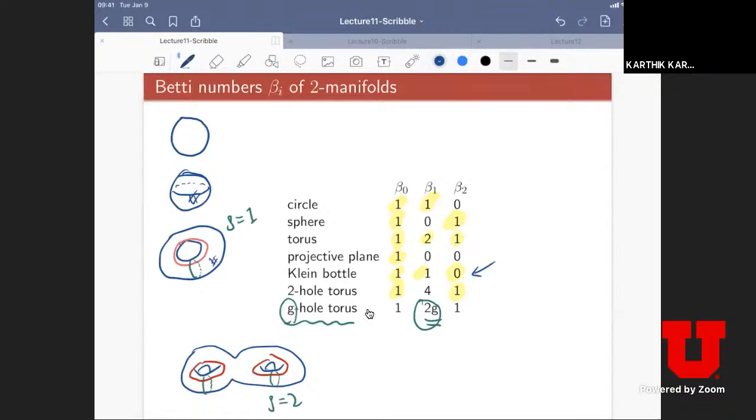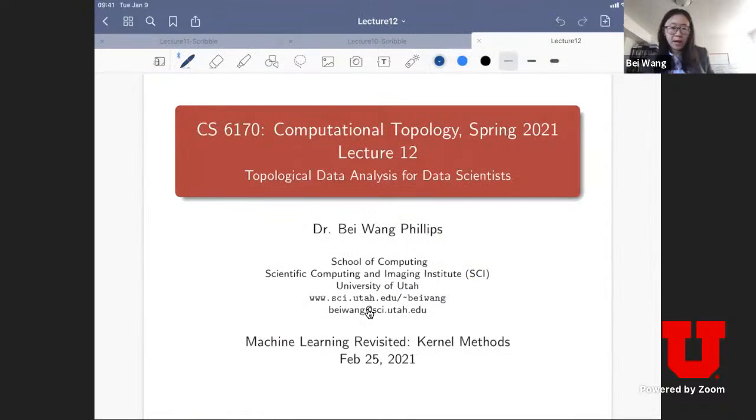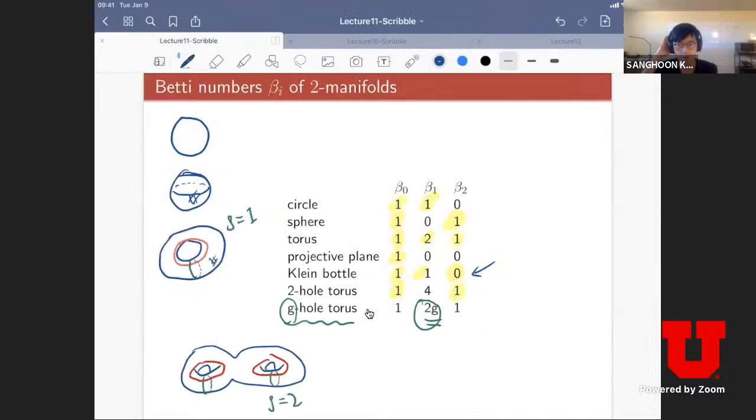Okay. All right. So, can I ask one question? Do we still use Z-mod 2 coefficients for the Klein bottle and projective plane? Yeah, you can. Otherwise, the Betti numbers would be different. I think the Betti numbers for the first and second should be boosted by 1. So yeah, okay, in this class, I'm only talking about integer coefficients.